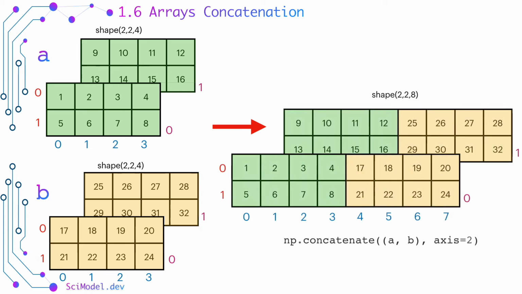When concatenating along axis 2 in a three-dimensional array, the elements will be added column-wise since axis 2 represents the columns in each subarray in the 0 axis. The new shape in this case will be 2, 2, and 8.